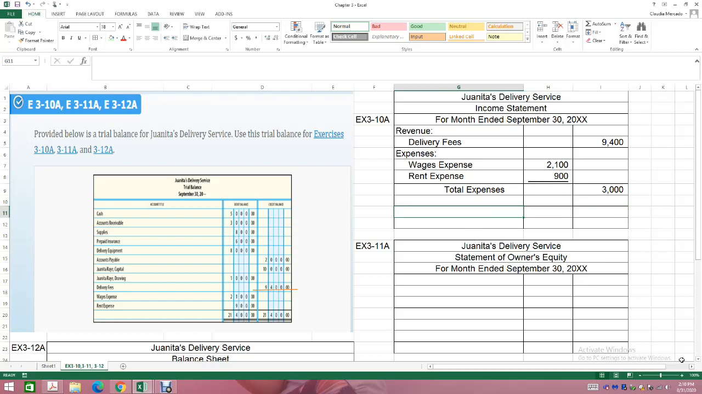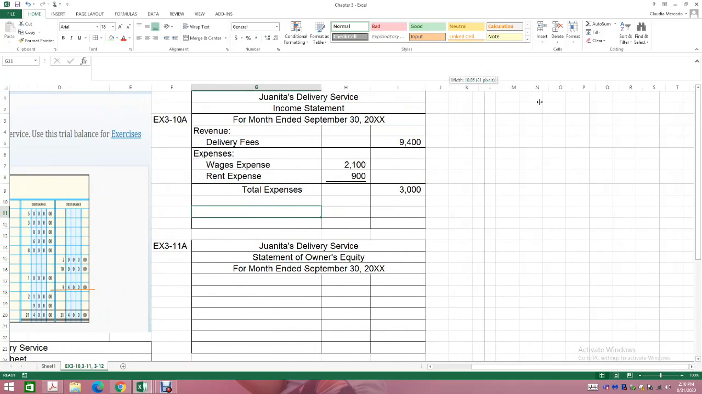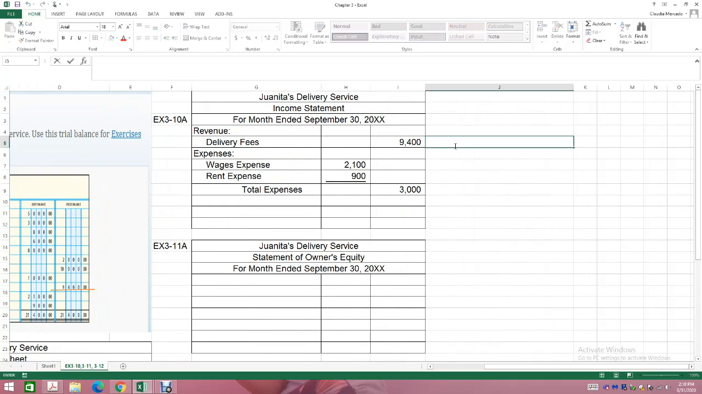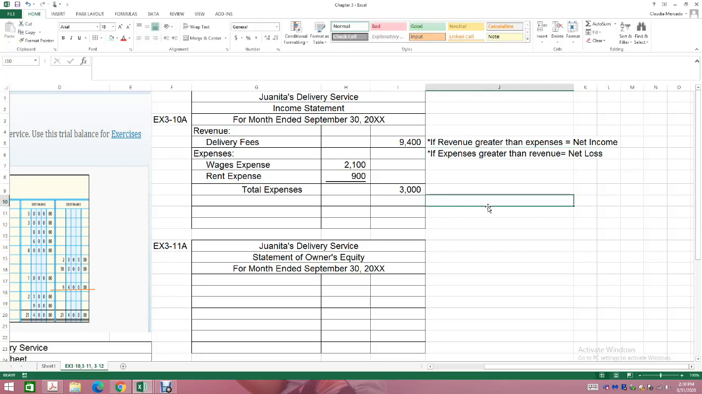Now I can calculate my net income or my net loss, and I'm going to put a little note here, okay? So, if the revenue is greater than expenses, then you've got net income, okay? If expenses are greater than revenue, then you've got a net loss, okay? Very important. So if your revenues are greater than your expenses, you've got net income. If your expenses are greater than your revenues, then you've got a net loss, okay? In this case, my revenues are greater than my expenses, so I'm going to have a net income, okay?